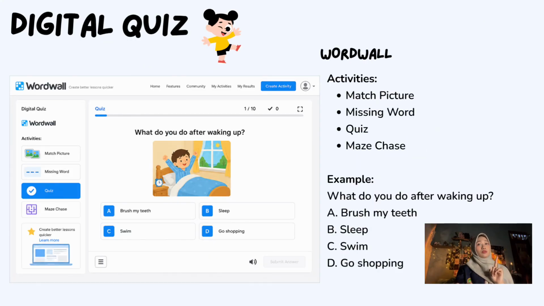So for the digital quiz, to make the lesson more enjoyable, students participate in a digital quiz using Wordwall. The quiz includes interactive games such as match the picture, missing word quiz, and messages. For example, students answer a multiple choice question like, what do you do after waking up? This activity serves as both review and formative assessment while increasing student motivation.